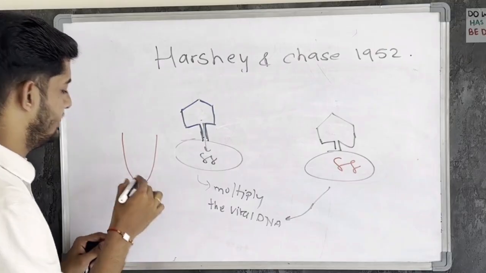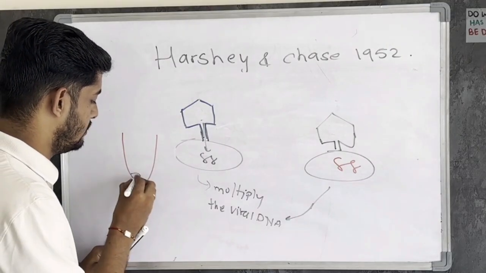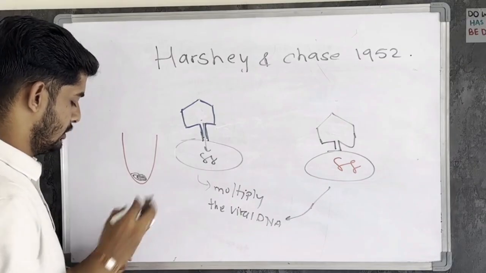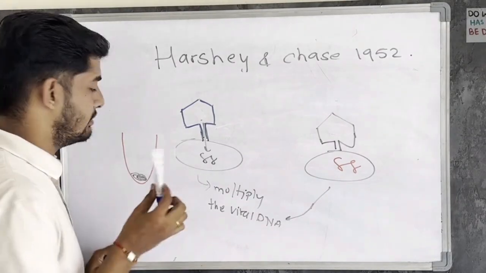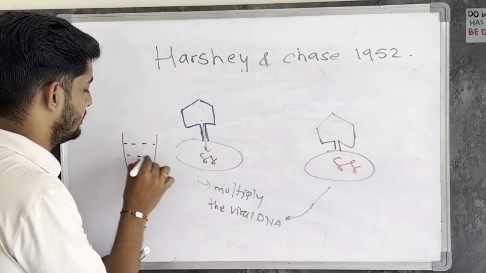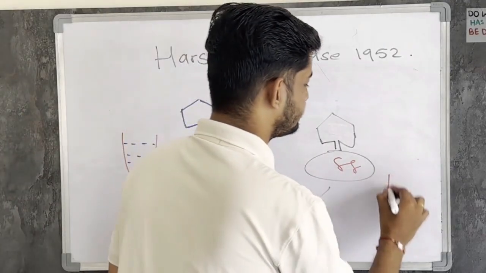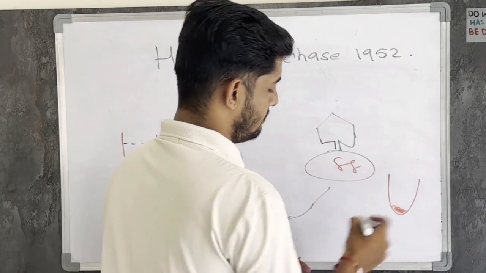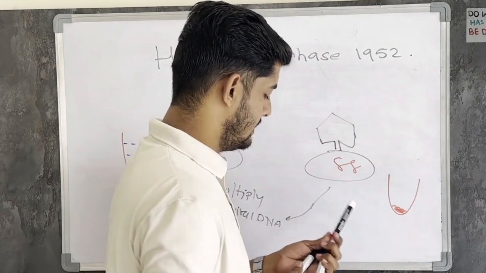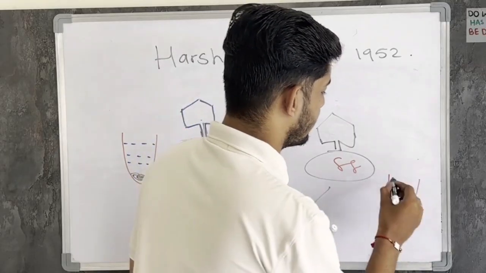These are our test tubes, and these are the normal E. coli cells. They will now settle at the bottom, and the supernatant, which is the lighter part, will float on the upper side. Similarly, for this also, the bacterial cells will accumulate at the bottom as they are the heavy portion, and the supernatant will be floating.